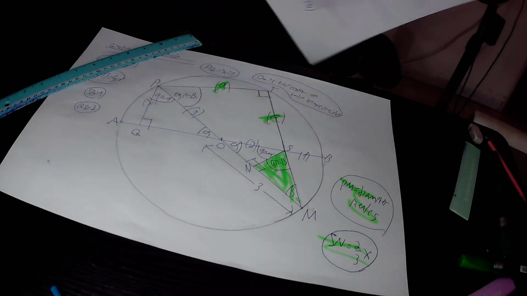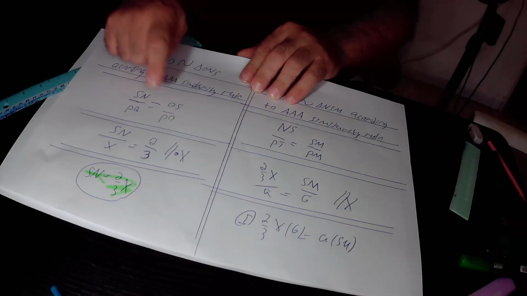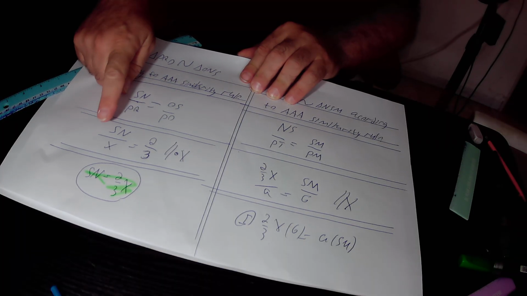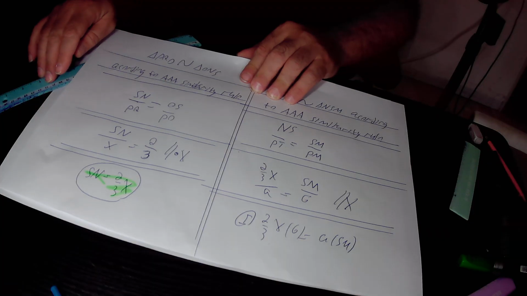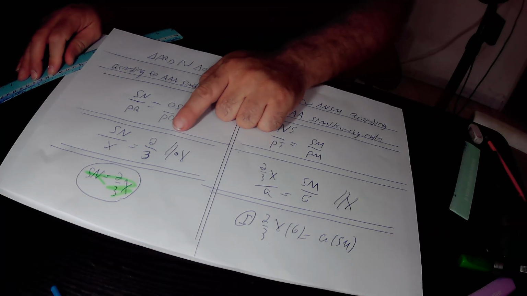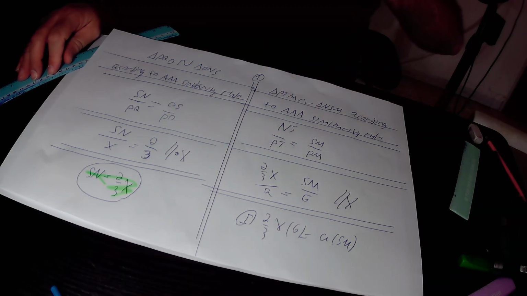And again, we derive that SN over PQ equals OS over PO. SN is the missing side, so we leave it as it is. PQ is X. That is the line segment that we are looking for in this question. OS is 2 and PO is 3. So in total, we found out that SN over X equals 2/3. Here we multiply this equation by X and finally found out that SN equals 2/3 X.